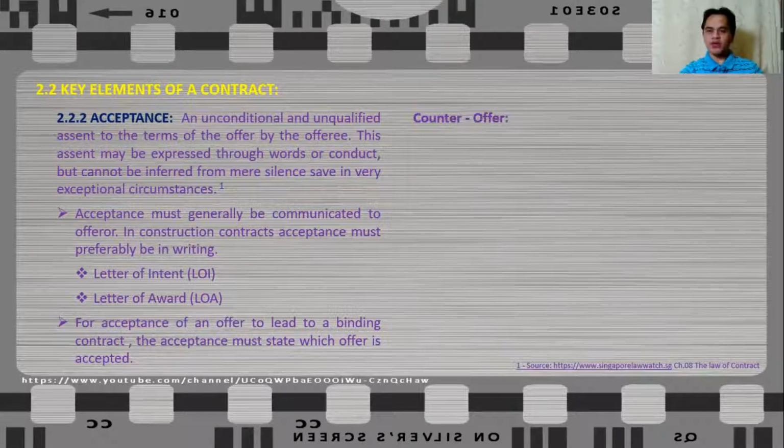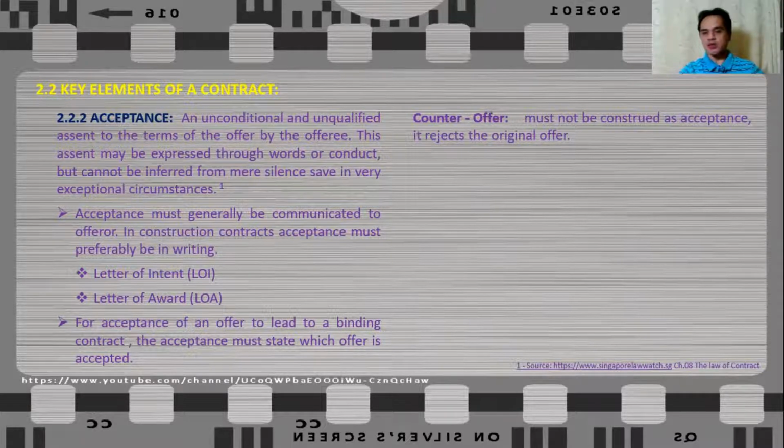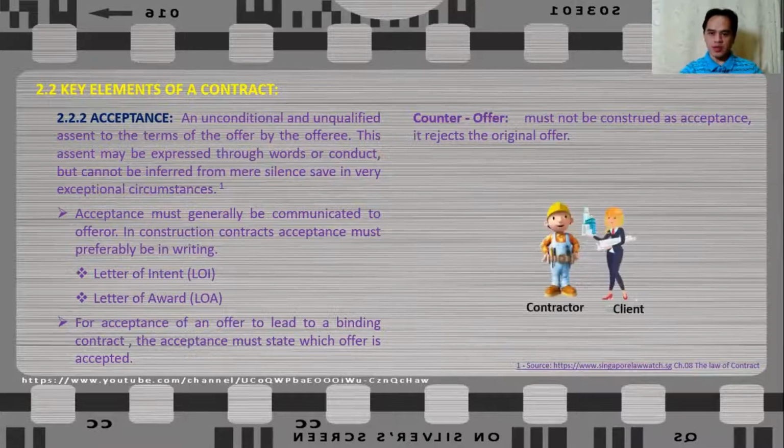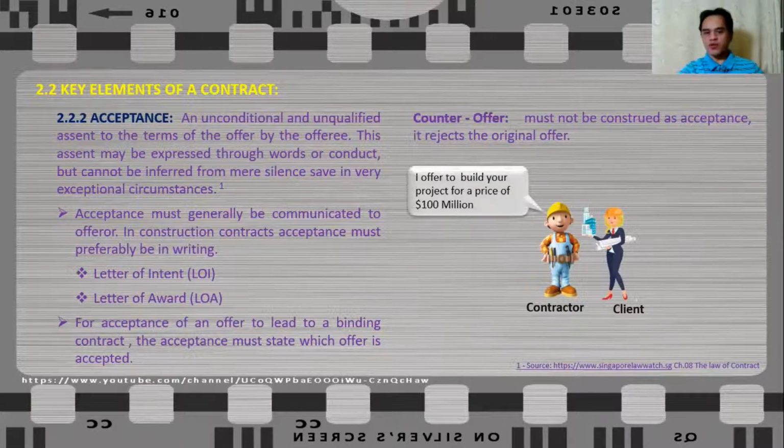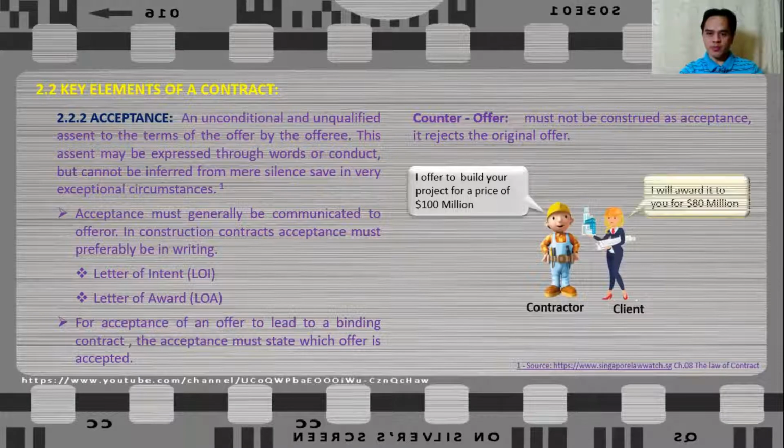How about counteroffer? A counteroffer must not be construed as acceptance as it rejects the original offer. As mentioned on the previous slide, a counteroffer kills the original offer. Let's see how counteroffer works. Let's take a look at this contractor and client. The contractor offered to build the project for a price, let's say, of 100 million. The client says that it will award the contract to the contractor for a price of 80 million.